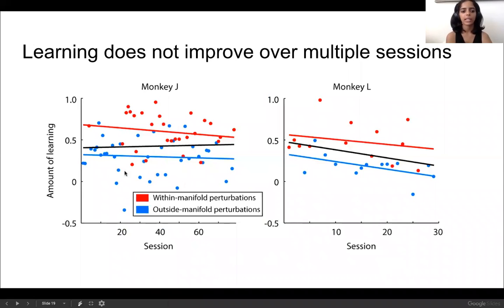One could imagine that in these first few sessions, the animal is getting this outside manifold perturbation and doesn't understand, it's not working, whatever. But maybe after 20 sessions, it realizes that, oh, this is what the new type of perturbation is supposed to be, and it starts doing it later. But what they show is that even over lots of sessions, the animal is not able to learn this outside manifold perturbation. So it's not learning to learn in some sense, right?